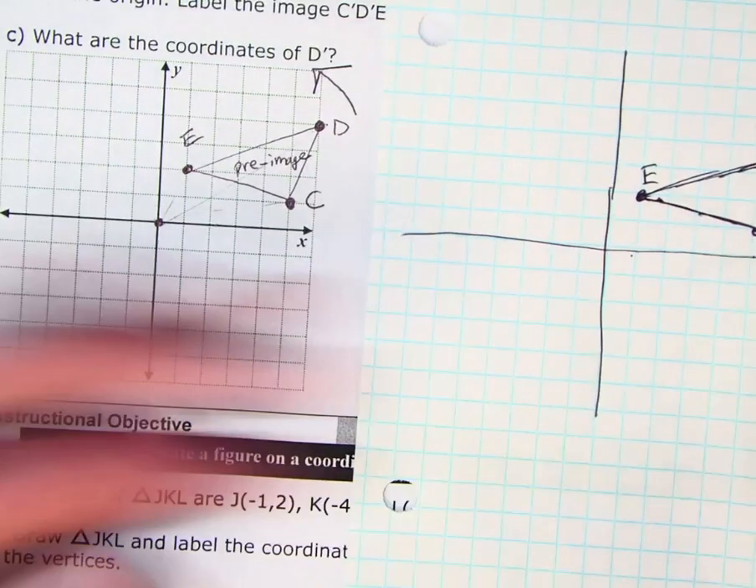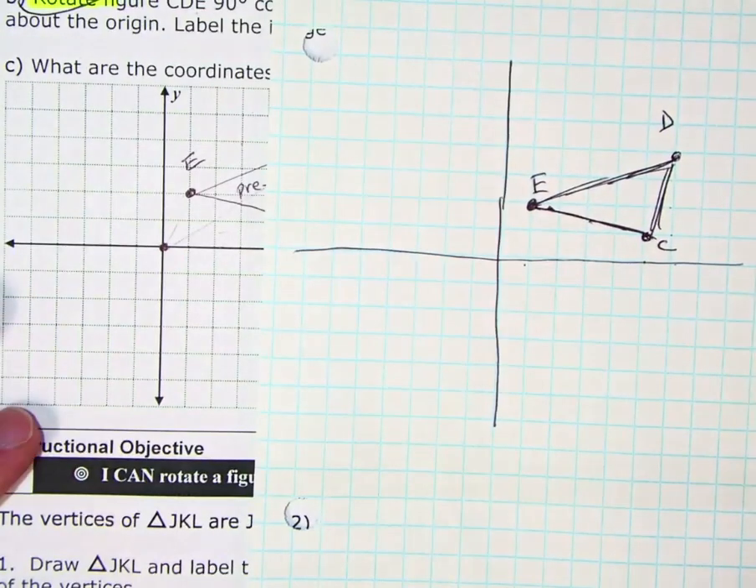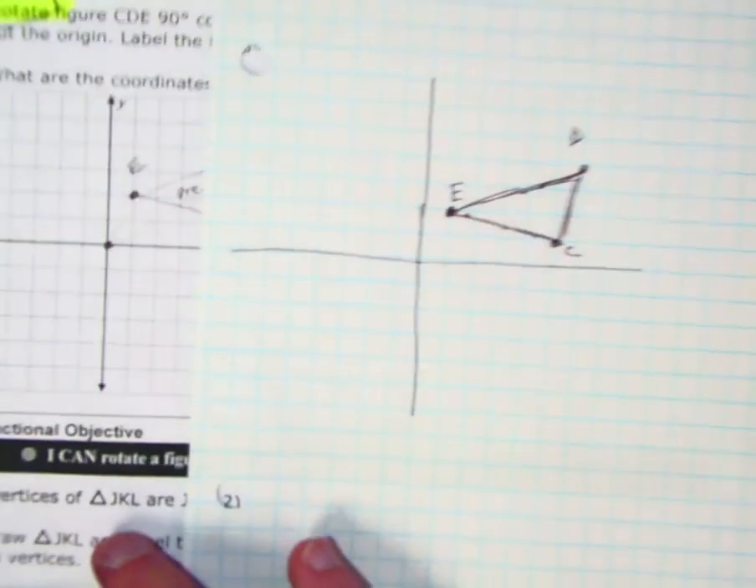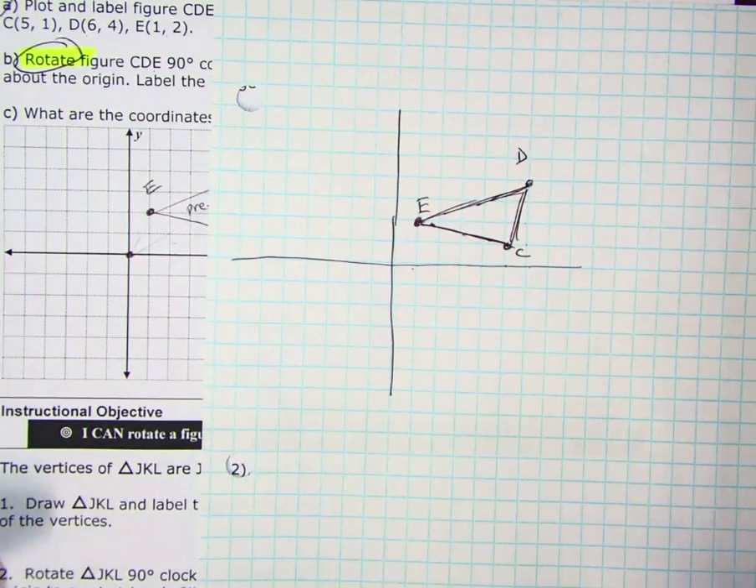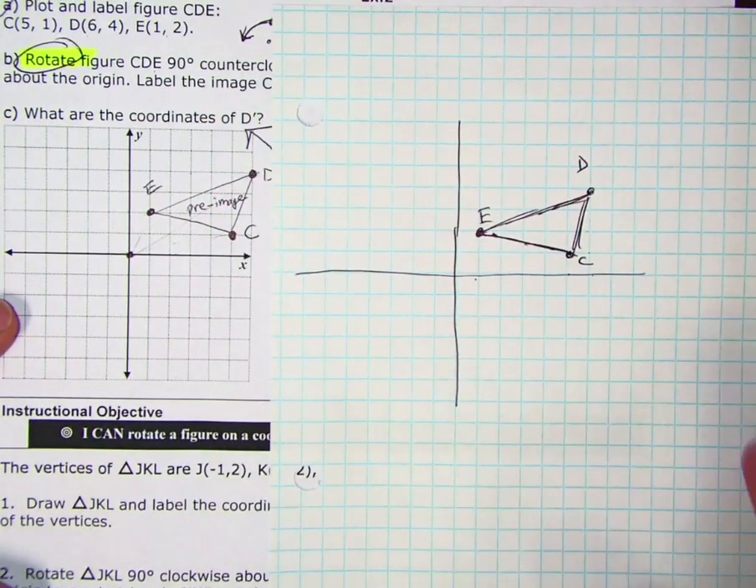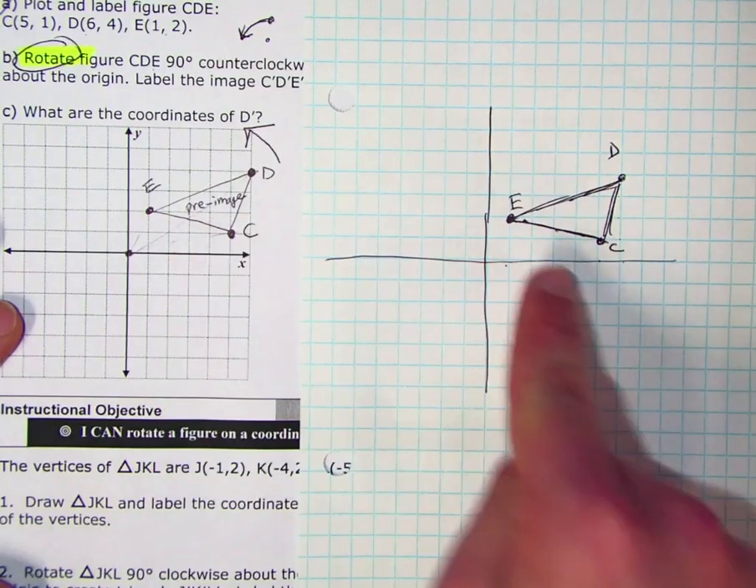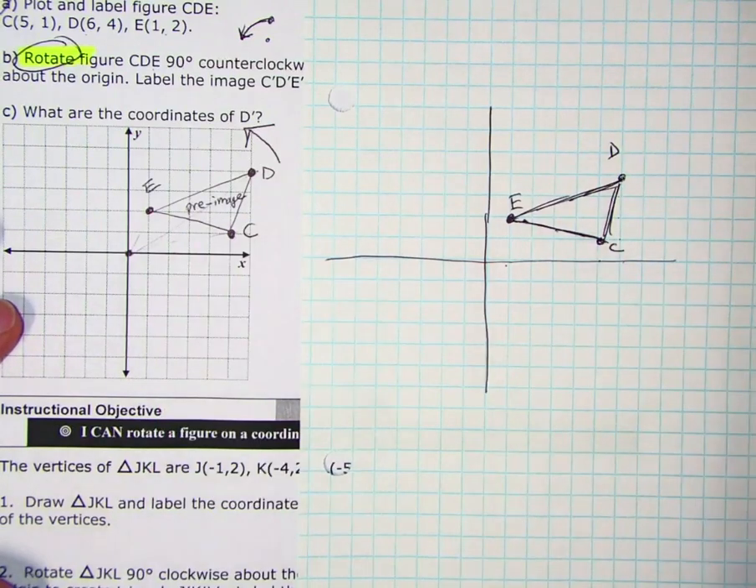Okay, so why did I just plot that like this? Because look, I'm going to zoom out for a second. It's the way I like to do it. Put them side by side. Here's my pre-image. This is going to end up being my image. I have to go 90 degrees. Which direction?